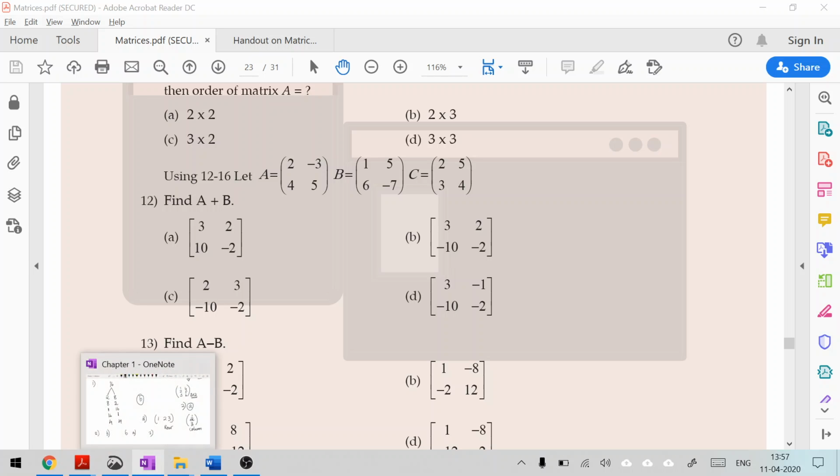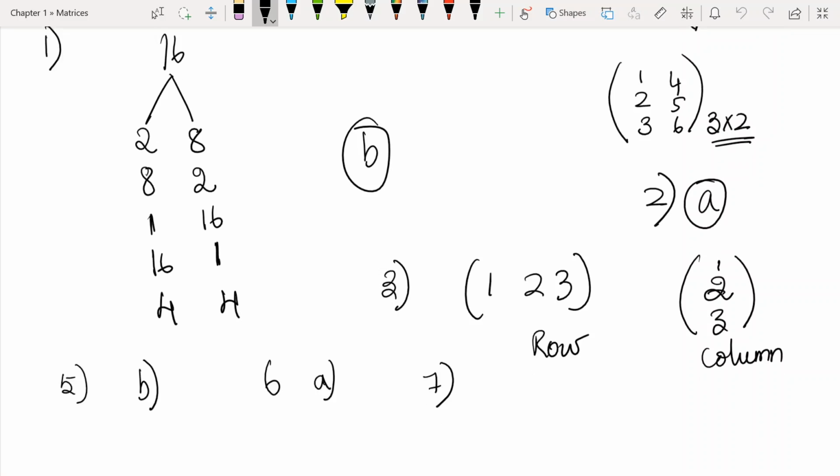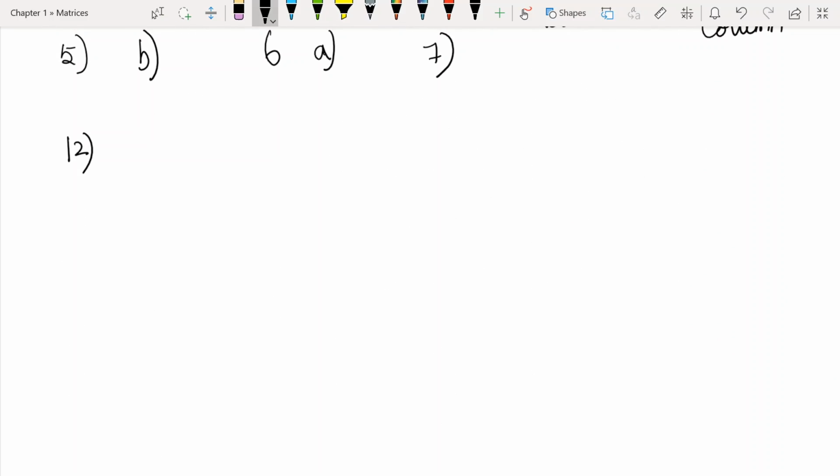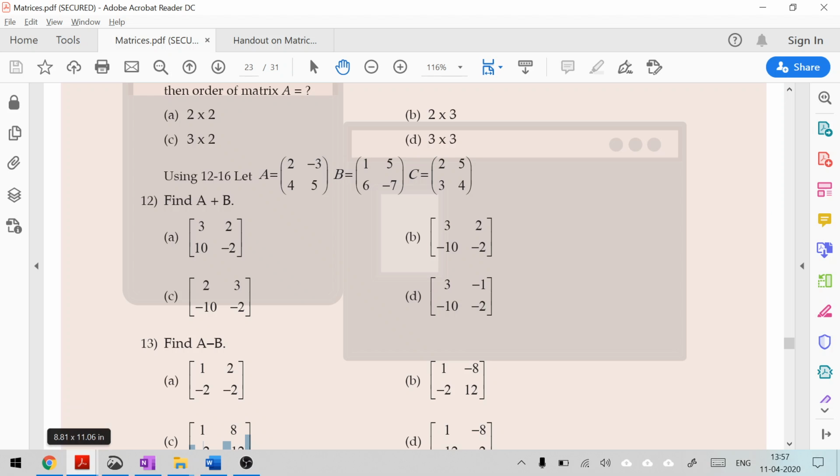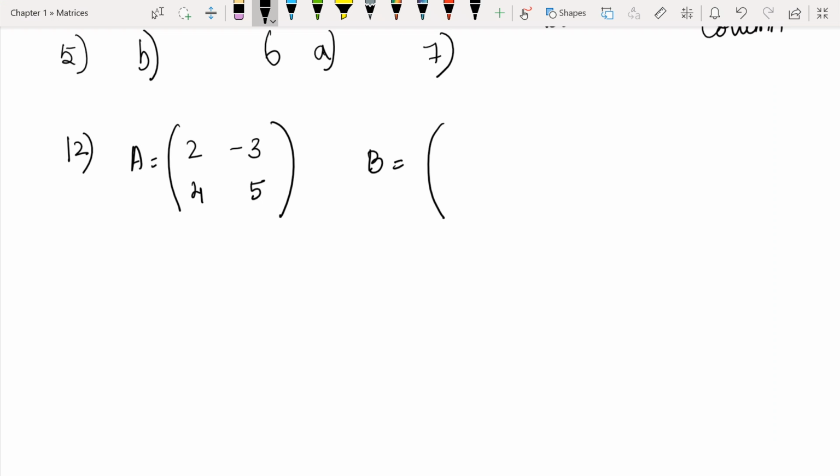Let me write here 2, minus 3, 4 and 5. This is your A. And what is your B? Let us write that also down. 1, 5, 6 and minus 7. Now we are going to do A plus B. A plus B is adding each and every element.